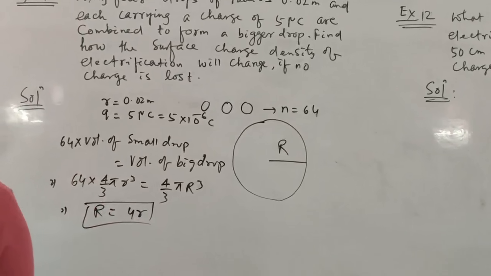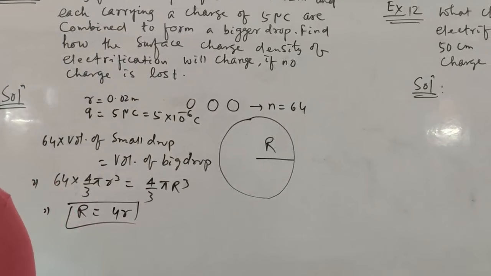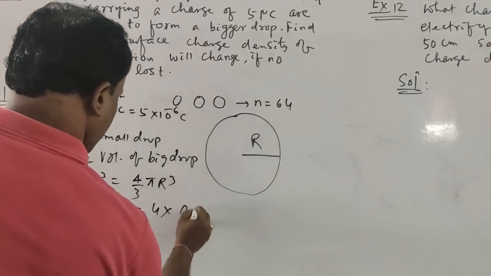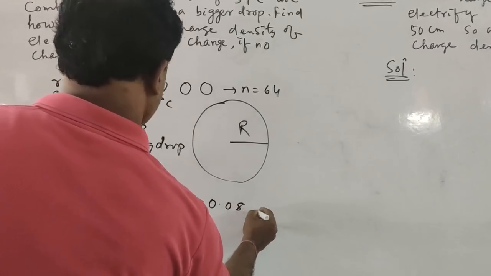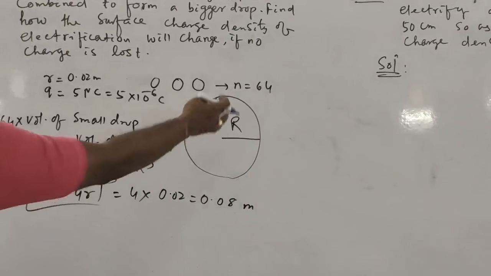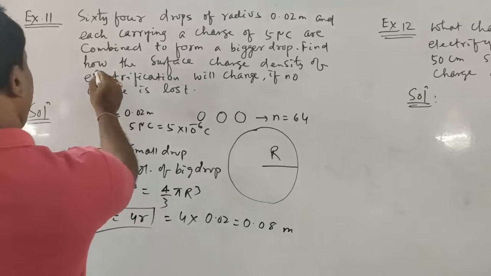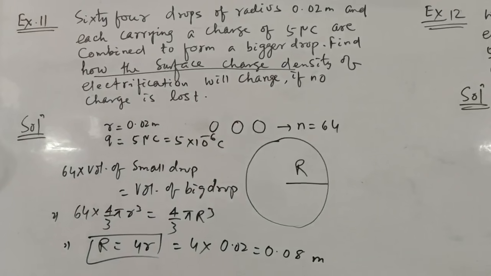So capital R is equal to 4r, and it is clear 4r means here r is given how much? 4 multiplied by 0.02, it is 0.08 meter. So that is the radius of the bigger one. But now the question asks, find how the surface charge density of electrification will change.